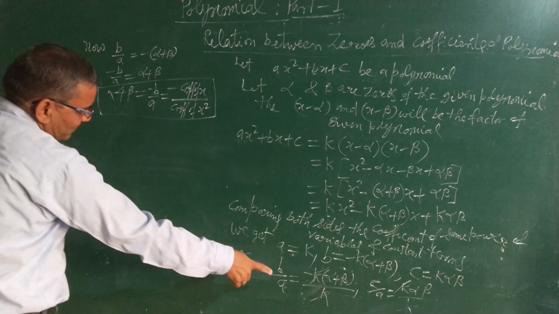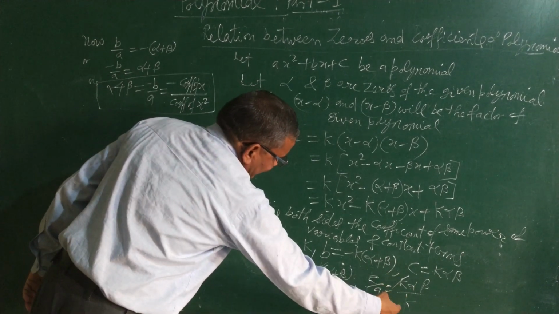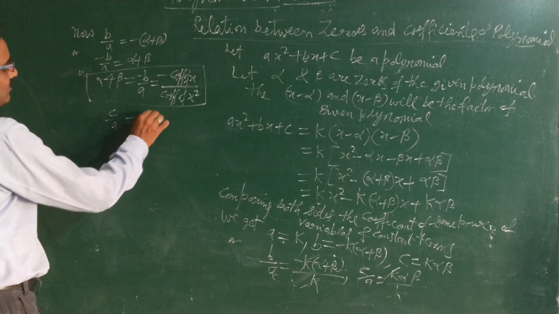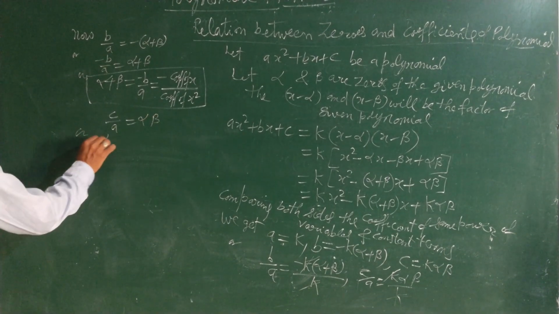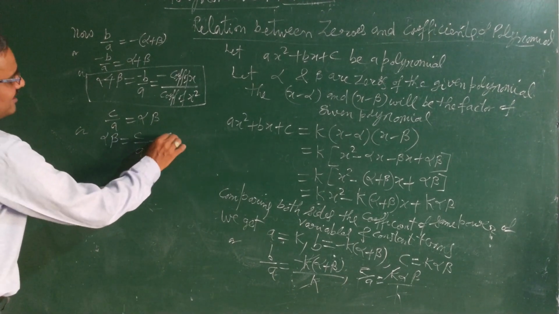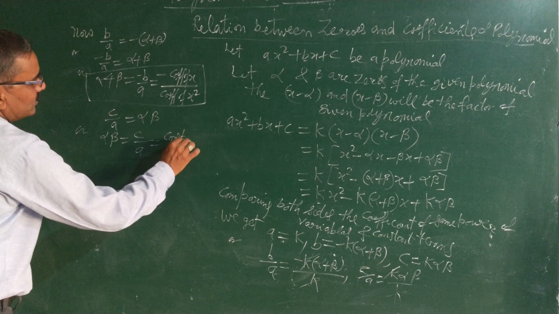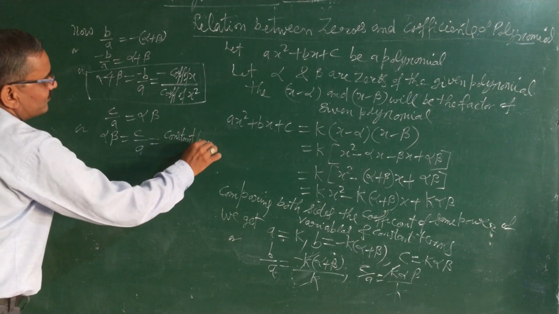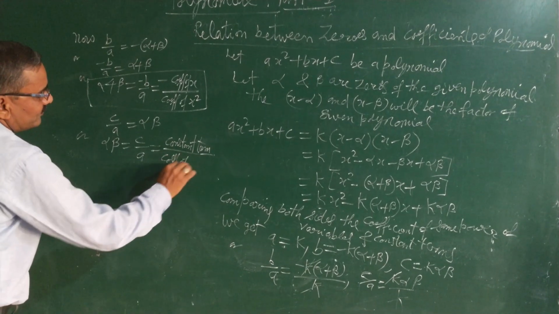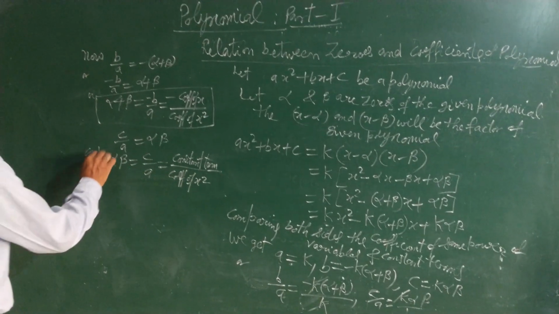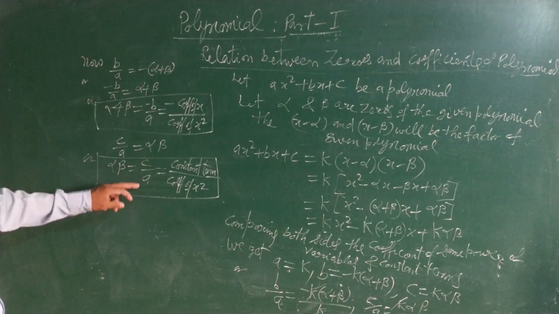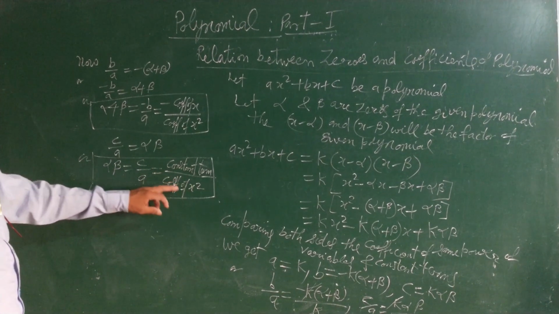Now the second one is c by a is equal to alpha beta, k cancelled out. c by a is equal to alpha beta, or we can say alpha beta is equal to c by a. c is the constant term divided by the coefficient of x square. This is another relation, alpha beta is equal to c by a, that is constant term upon coefficient of x square.